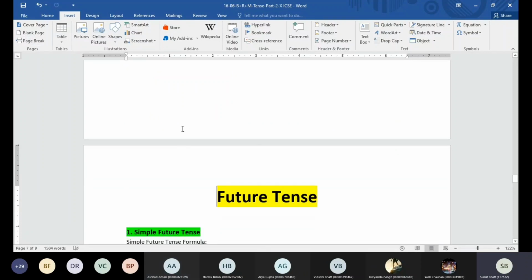Okay, then we have future tense, guys. What do you know about future tense? Anyone? When do we use future tense? Or what do we deal with in future tense? So future actions. Future actions, great.